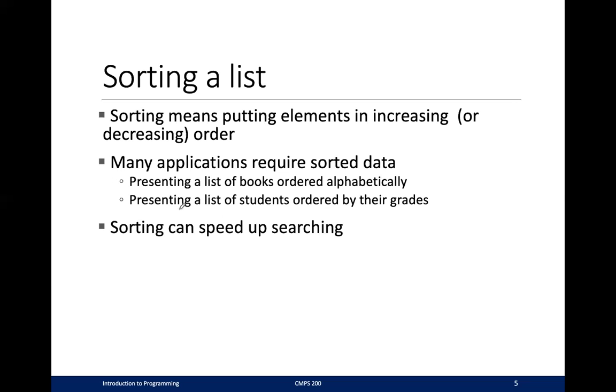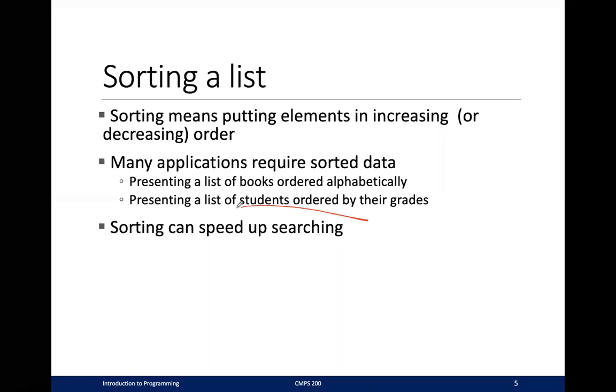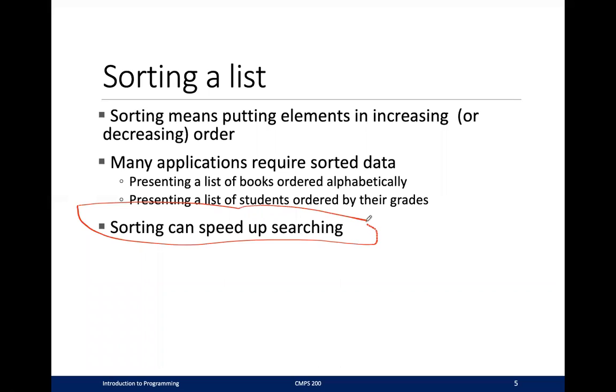Where did this come from? I'm claiming that sorting can speed up searching. What do I mean by this? Any thoughts? We can use, as Michael is saying, yes, you can use binary search, which is faster. As we will see, it's not worth it to sort a list and do one binary search.